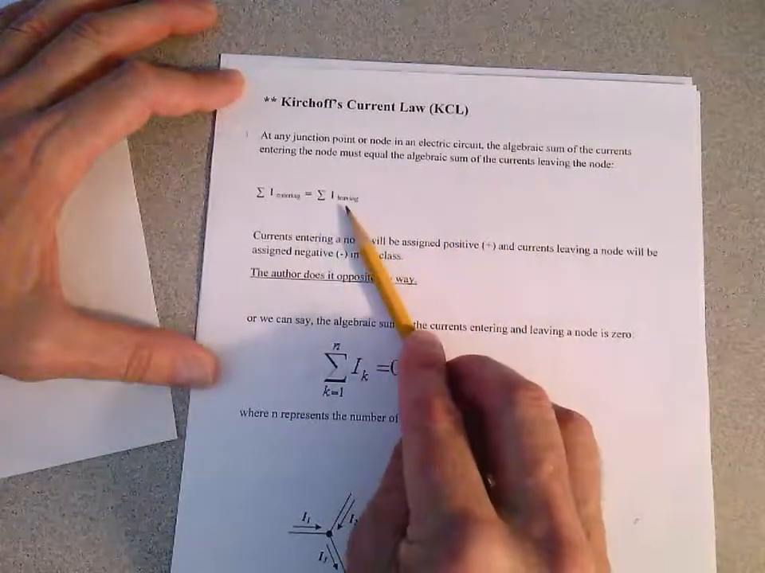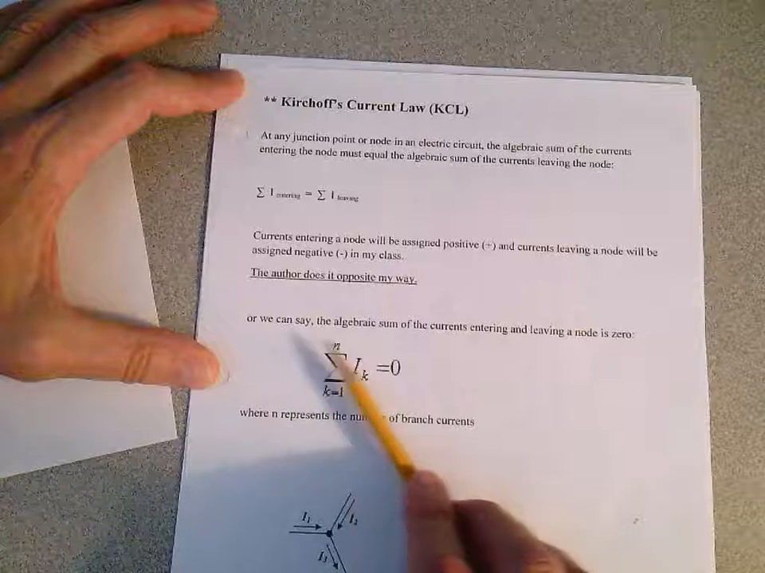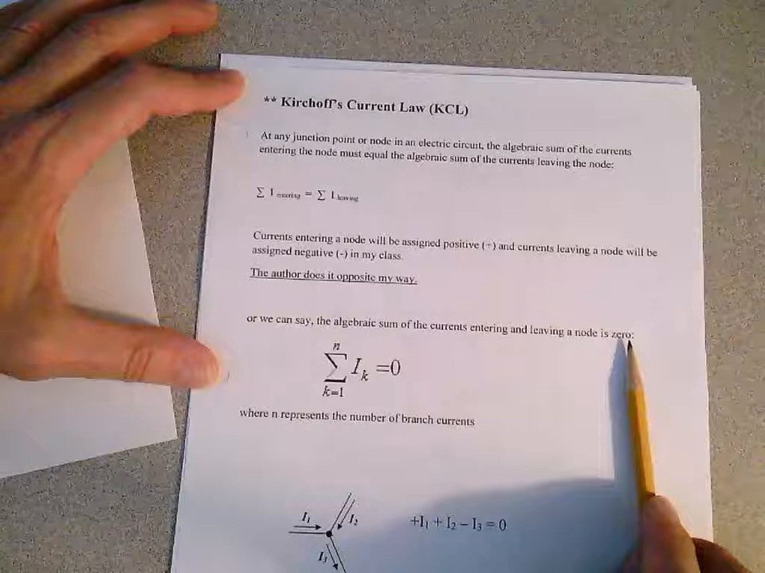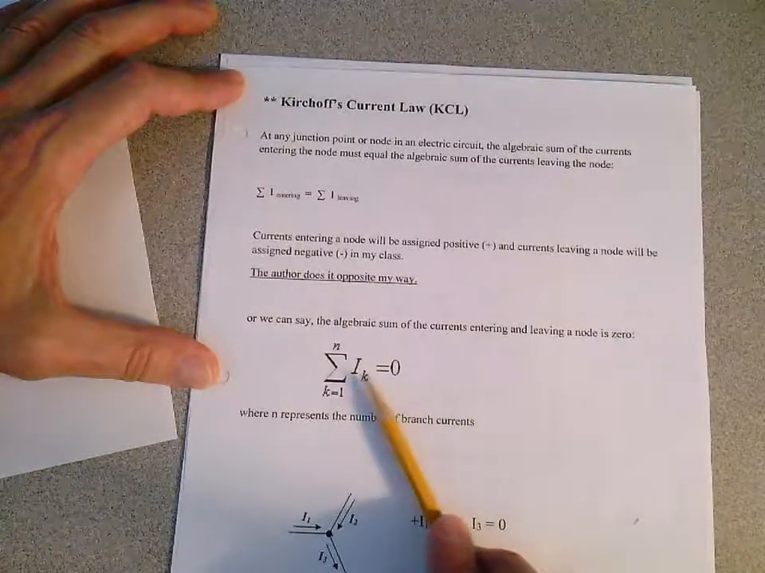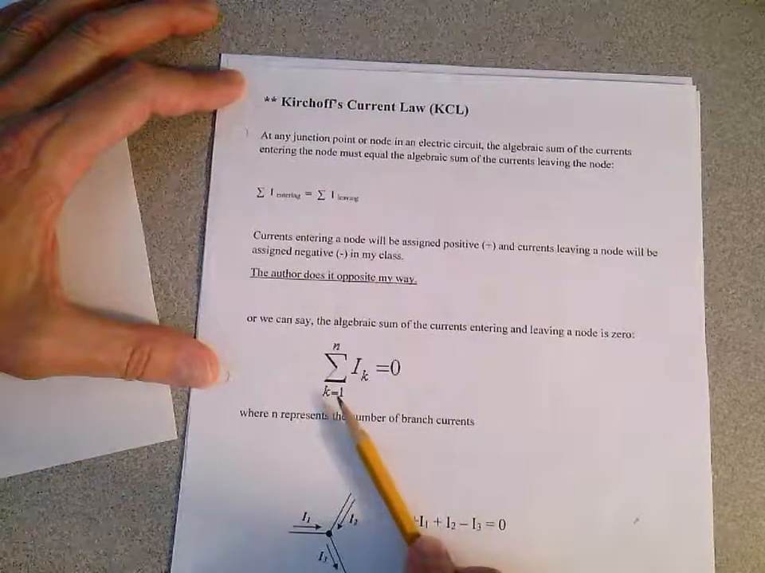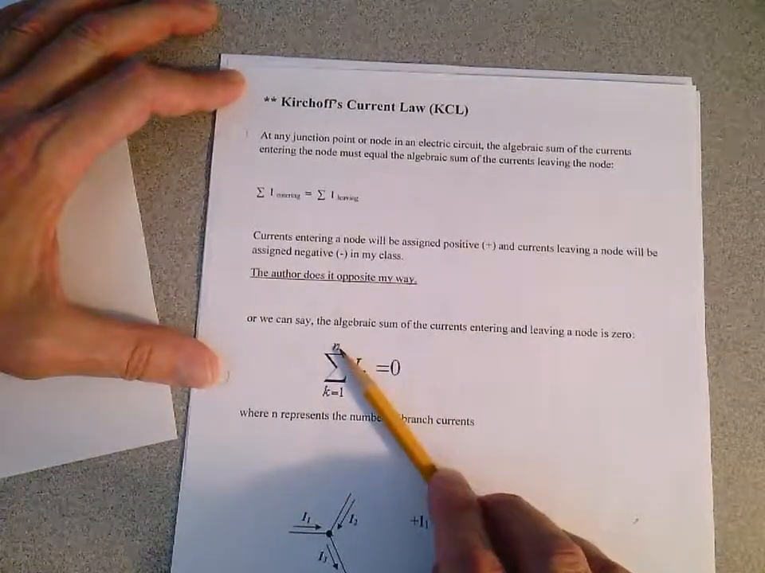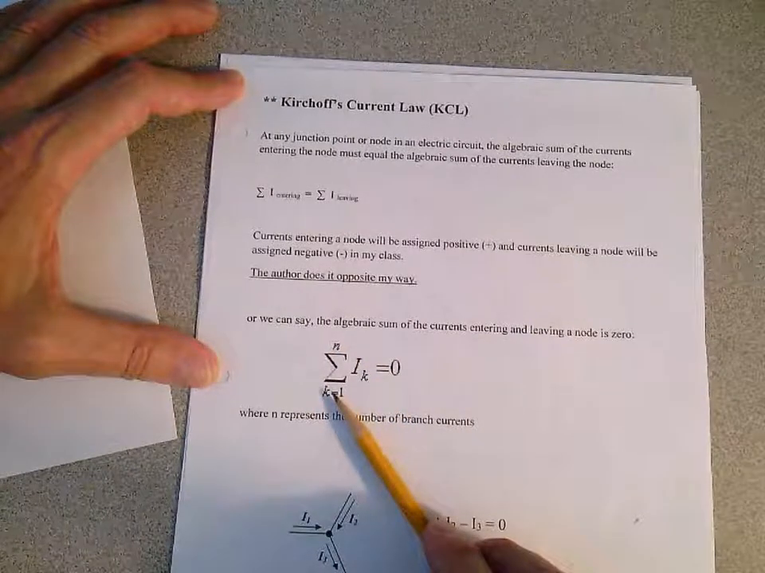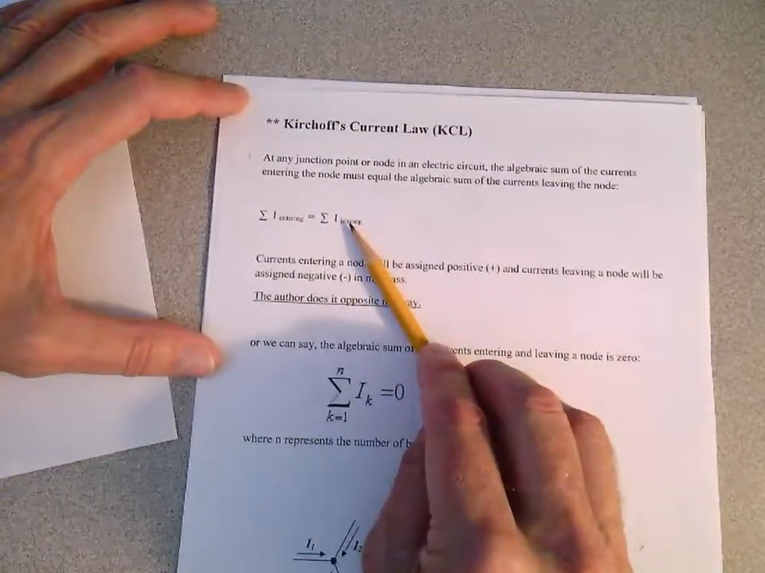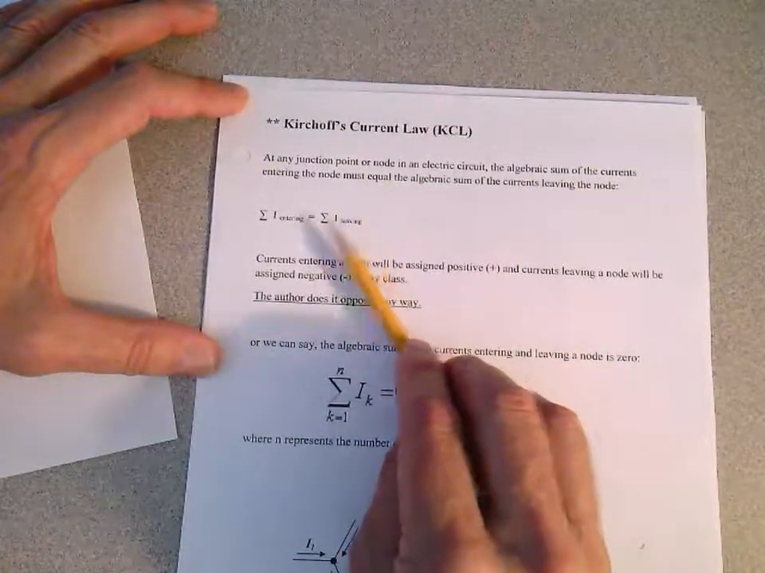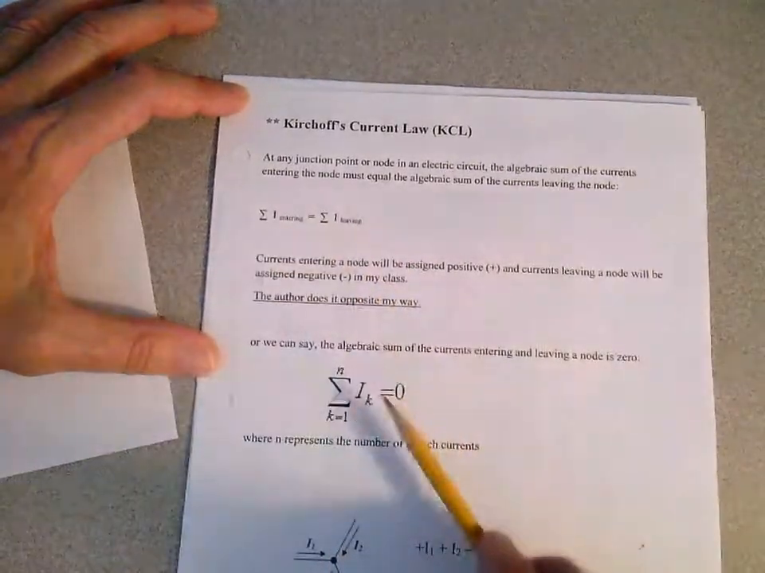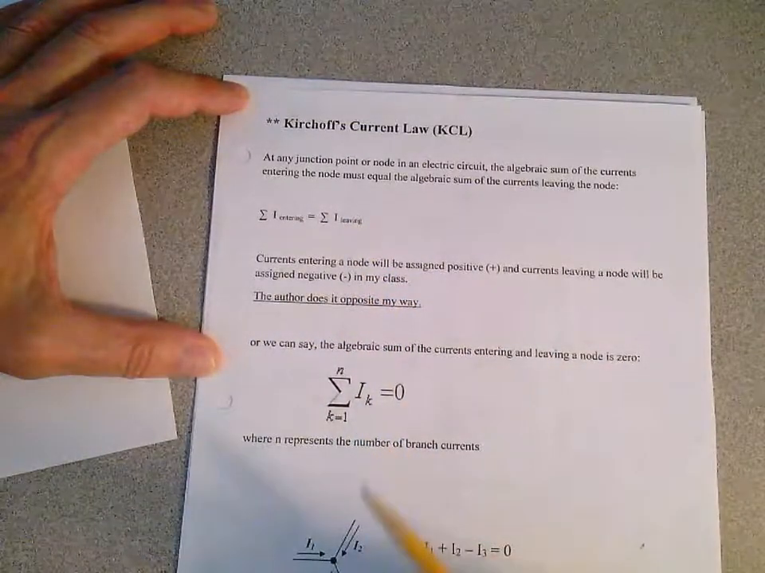Now you can say KCL another way. You could say the algebraic sum of the currents entering and leaving the node is 0. And you show that mathematically this way. At a particular node, the algebraic sum of the currents is equal to 0. K goes from 1 to n different branches or different currents. Now you can see this expression here from this one up above. You just bring the sum of the currents leaving over to the left-hand side and you get the algebraic sum of the currents entering and leaving the node have to equal 0. These are the same expressions here really.